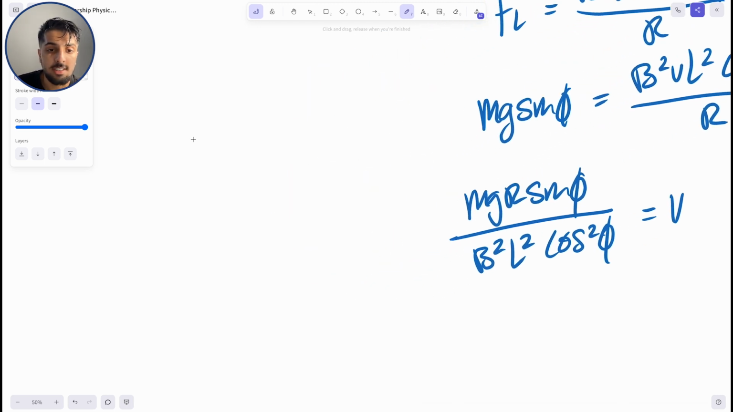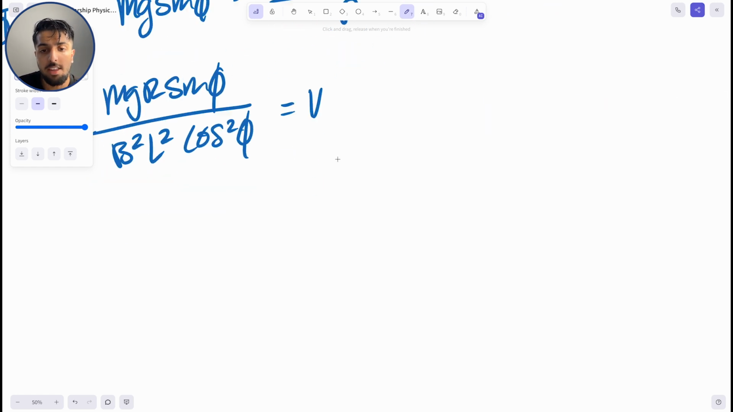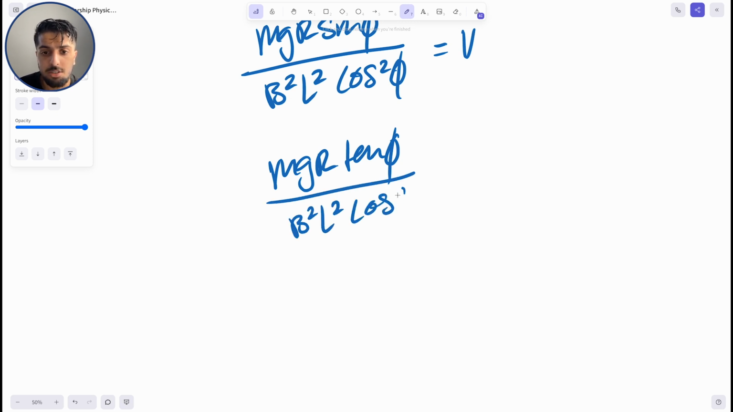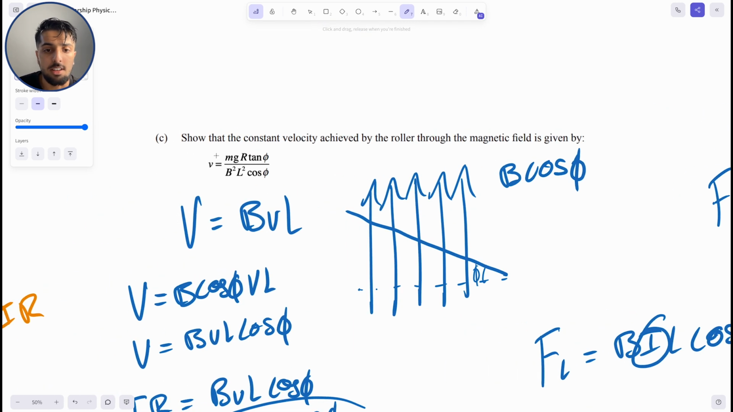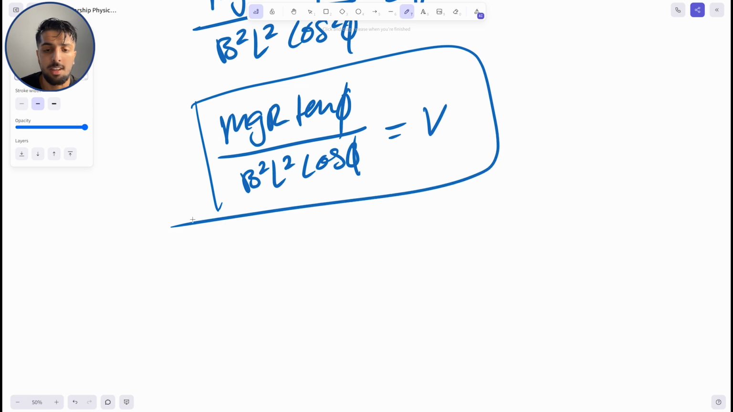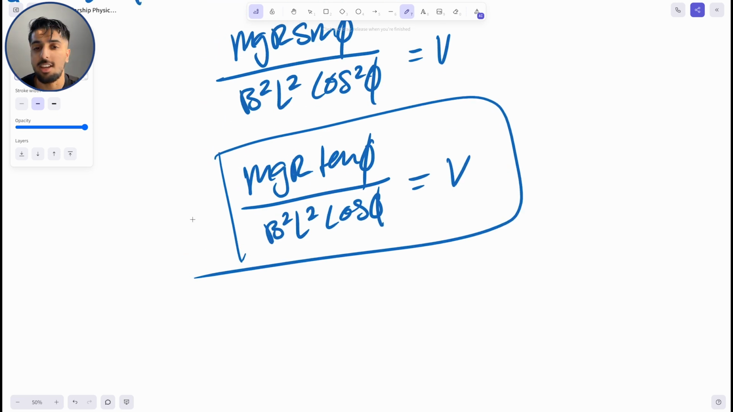Now we know that tan phi is equal to sine phi all over cos phi, and therefore mgR tan phi all over B squared L squared cos phi is equal to our velocity. And there you go. That is the equation that we are looking for. Again, this is the exact same question as in the 2022 scholarship exam.